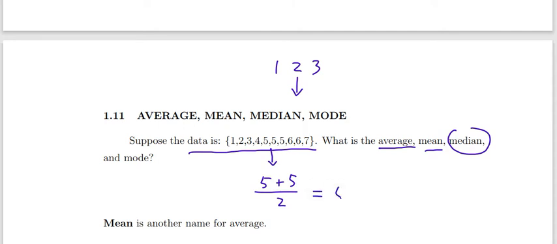So we say this is 5, the average of those two numbers. So like suppose 1, 2, 3, 4. What is the mean? What is the median? The median is here. The 2 plus 3, the median should be 2.5. Okay.